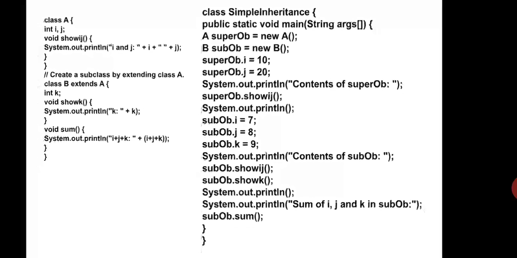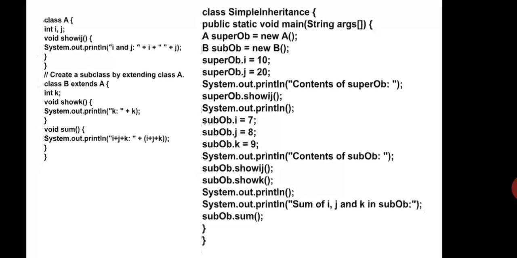Then after that, using the object of the second class, or class B object, sub OB is nothing but an object of class B. Now you are again accessing I, J and K. Remember, using the object of class B, you are trying to access the variables residing in class A, and you are assigning the values 7, 8 and 9.